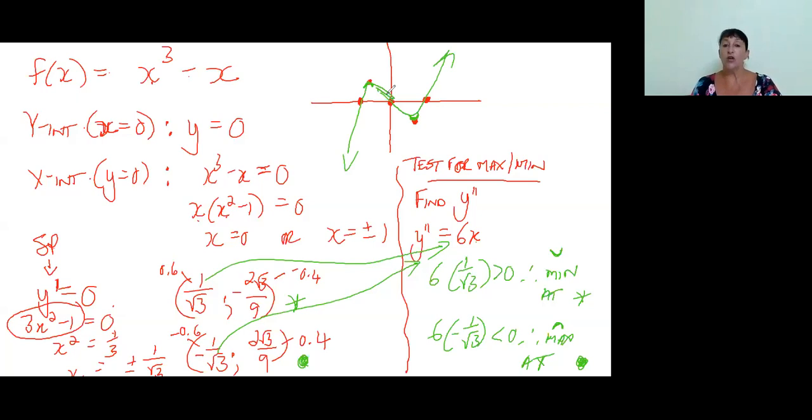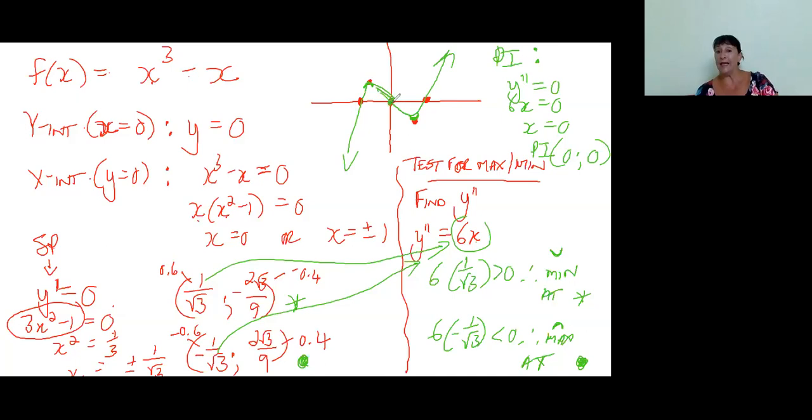All right? You have to find the y-intercepts, the x-intercepts, the stationary points, test the stationary points for max and min. And on top of that, you have to find the points of inflection. In other words, where the second derivative equals 0. The second derivative was 6x. So where 6x equals 0, so x equals 0. And if you substitute that back into the original, you'll get 0 cubed minus 0, which is 0. So there is a point of inflection at 0, 0.